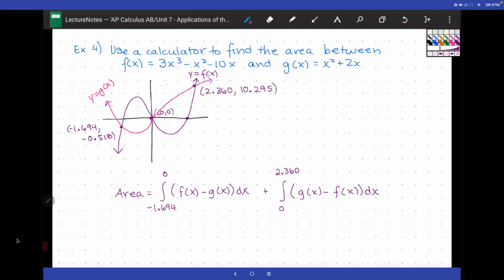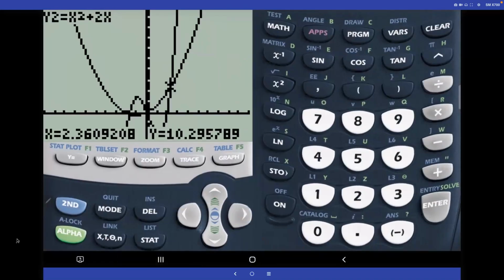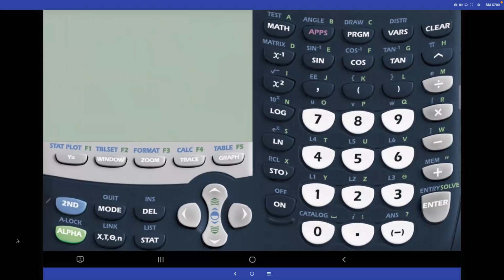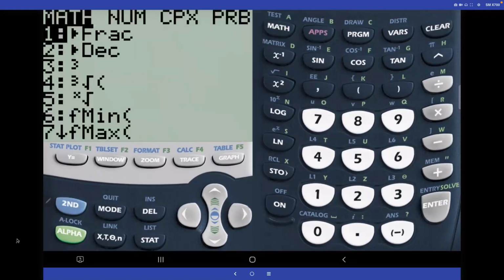So remember, we've already got these things typed in. F of x was already typed into y1. Well, I don't know where you typed it. I put f of x into y1, and I put g of x into y2. So I'm going to make use of that. So I'm going to do second quit, first of all, to go back to that home screen. And let's just clear everything out. Start from scratch.